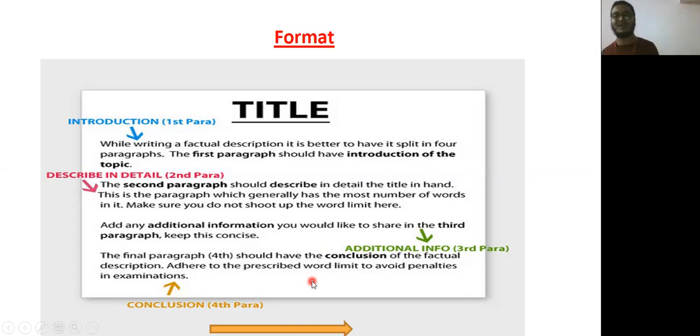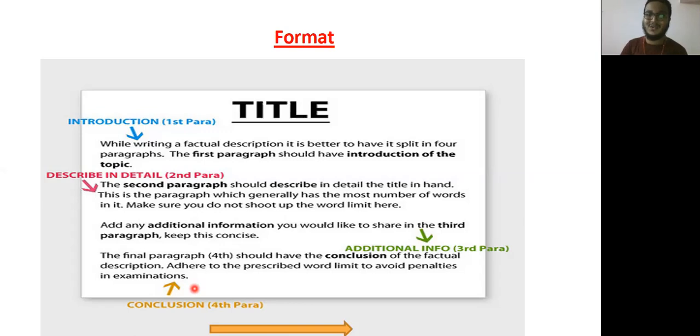Adhere to the prescribed word limit to avoid penalties in the examination. You remember the last line: adhere to the prescribed word limit to avoid penalties in the examination. So as per the questions, you must adhere to the word limit. If you have any confusion related to the word limit, you can ask me. I'll tell you, students, right now. If it is given 80 to 100 words, you must be within 80 to 100 words. One or two words here and there is fine. A limit of 5 or 1 or 2 words here and there is acceptable, but you must not make a huge difference.